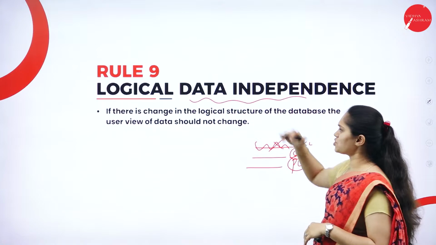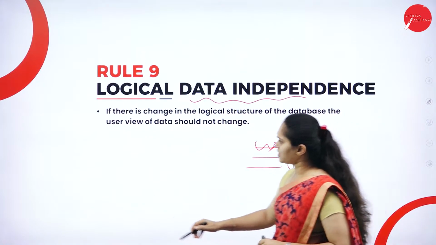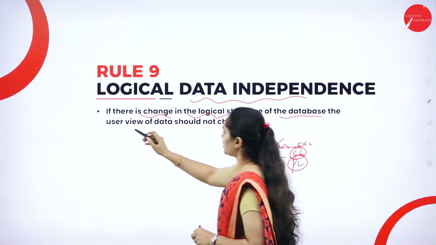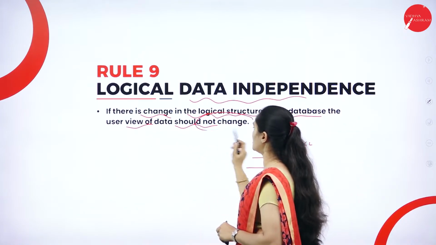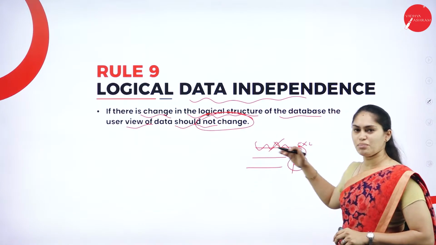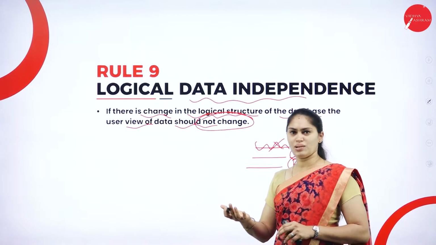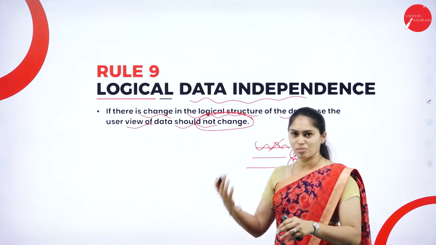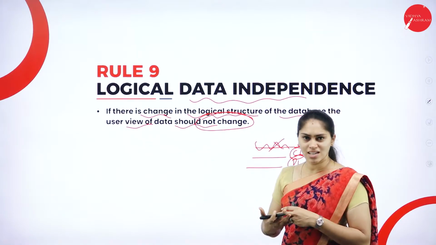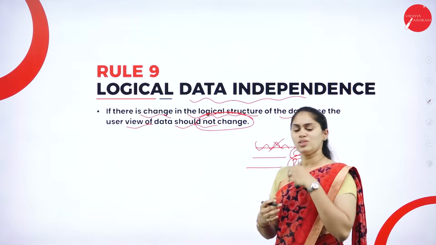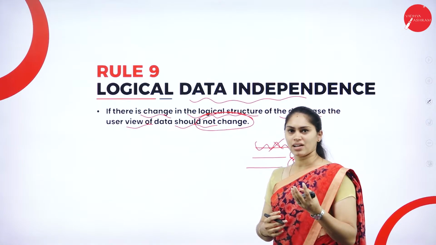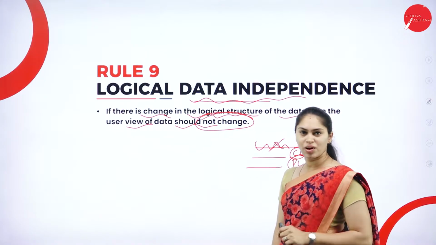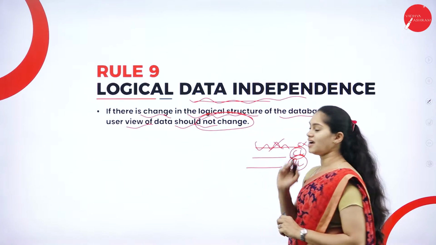So when it comes to logical data independence, if there is a change in the logical structure of the database, the user view of the data should not change. Remember, this is a best example. WhatsApp or any social media, if it is getting updated or if they are improving some features, if they are enhancing the security and all, whatever they are doing in the background will not affect the usage of the application. That is what we are going to call logical data independence.